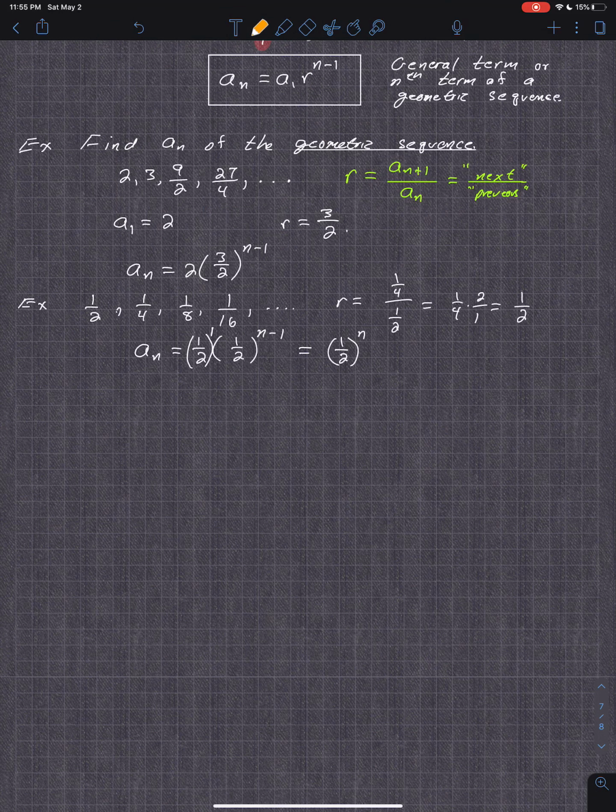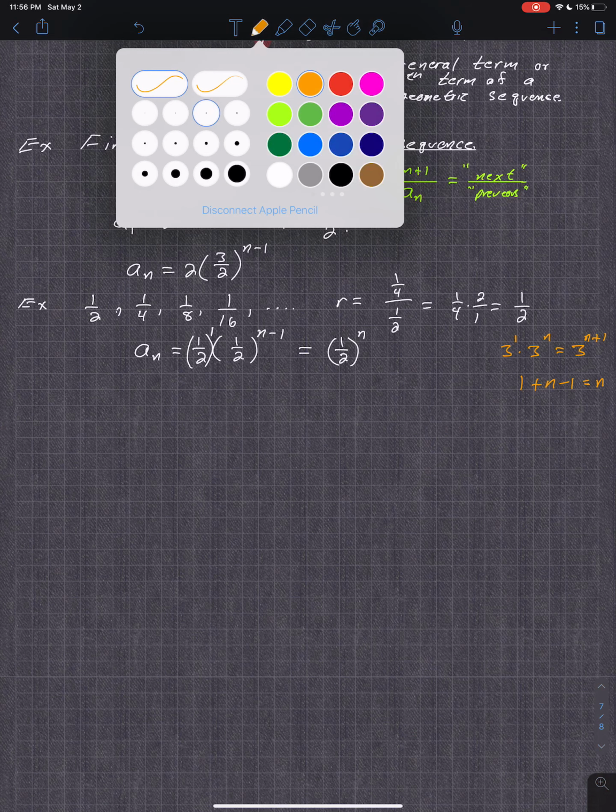If you had like 3 times 3 to the n, that's 3 to the n plus 1. You add that exponent. So we're doing basically 1 plus n minus 1, which is just n. That's what we ended up doing there. So it's just A sub n is 1/2 to the n.